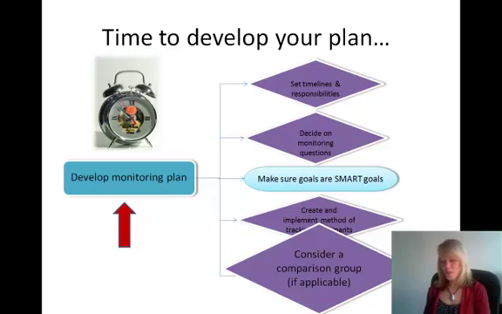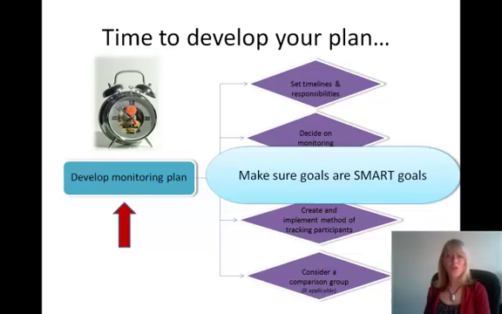While your baseline, which established your need, will give you something to compare against, you may also want to consider having a group of students that you use as a comparison, students that were not in the program or initiative.